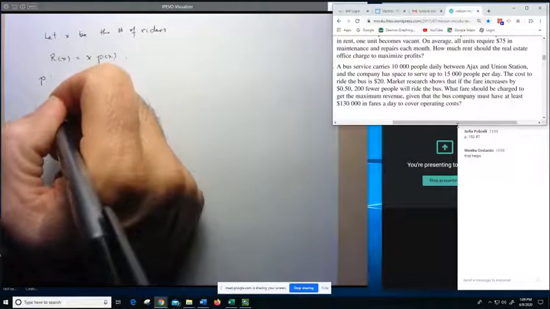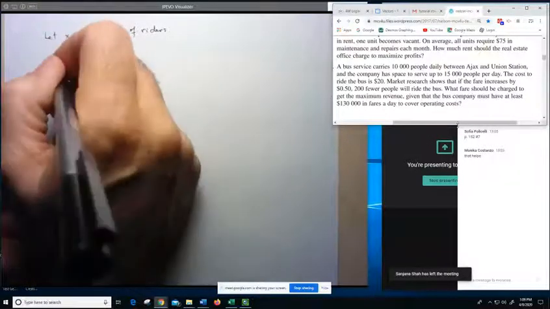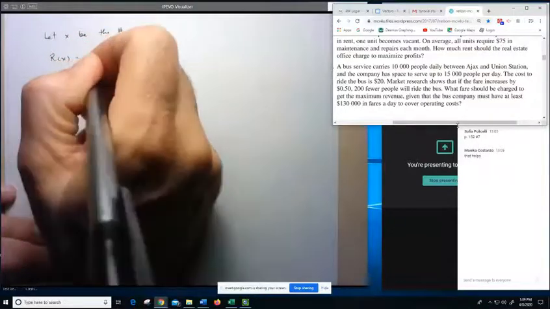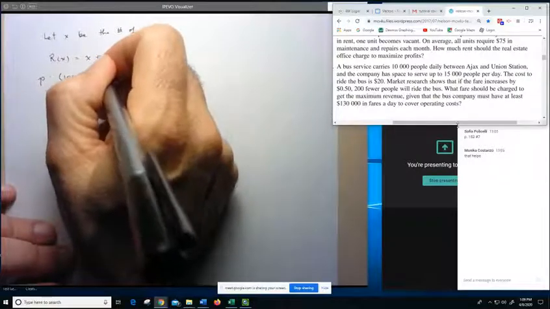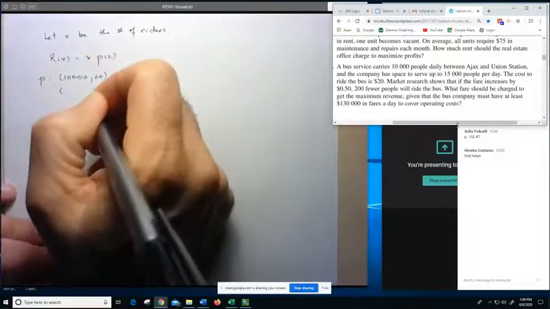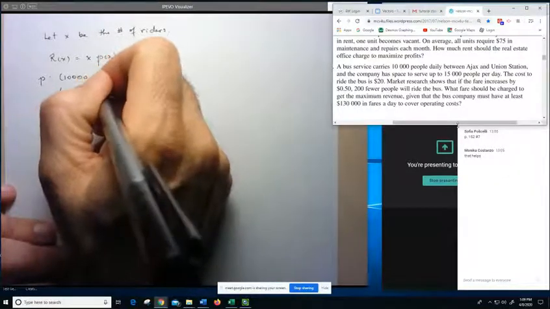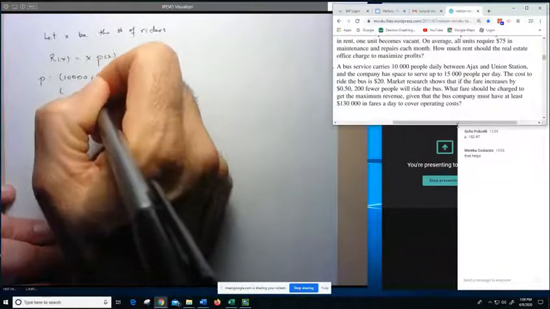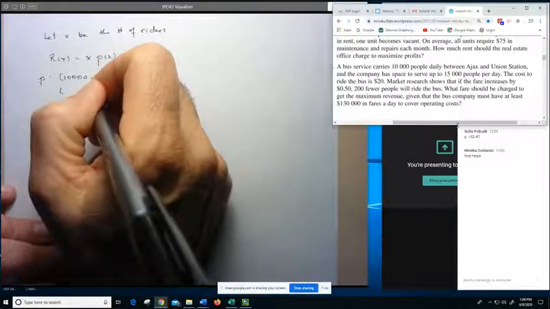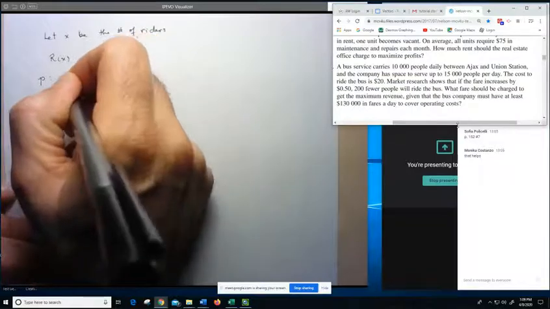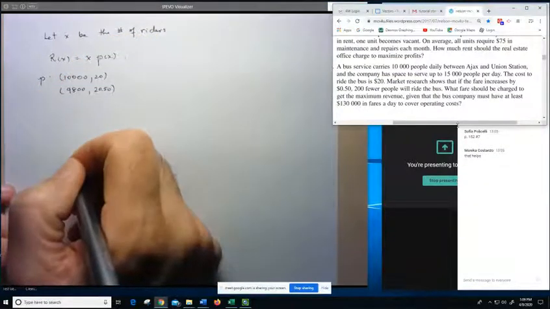So if I'm looking for P here, we have our 2 points. We have that when there's 10,000 people, okay, the price is 20 bucks. There we go. And then if I increase the price by 50 cents, so 20.50, we have how much? We have 200 fewer people. Okay, so we've got 9,800 using the bus.